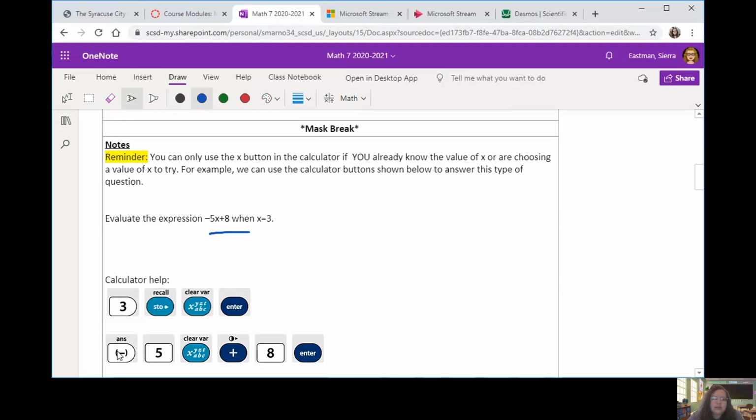Negative matches to the negative button, 5 matches to the 5 button, X button, plus button, 8 button, click enter, figure out what it equals, and the calculator should tell you that it is -7. Okay, if you do not tell it that x equals 3, then it will not tell you the correct value. The calculator does not know what x is unless you tell it first.